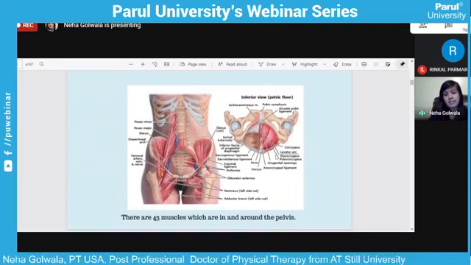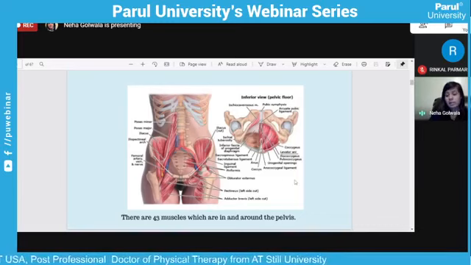So that's why glute medius and maximus muscle strength is very important for pelvic floor functioning. I will go into detail later on when we consider the functional anatomy, but I'm just giving you more of a visual idea here.